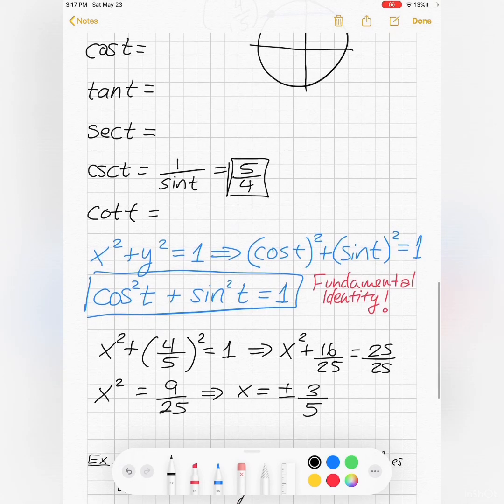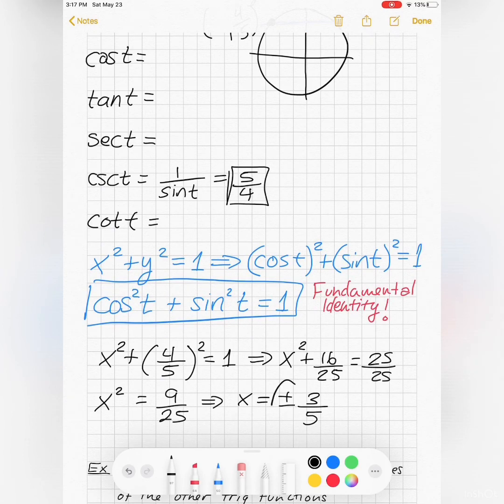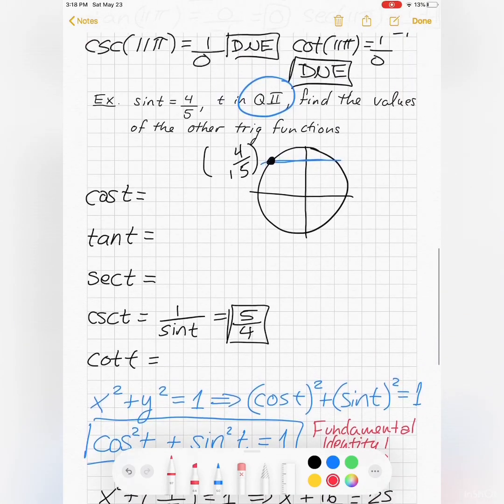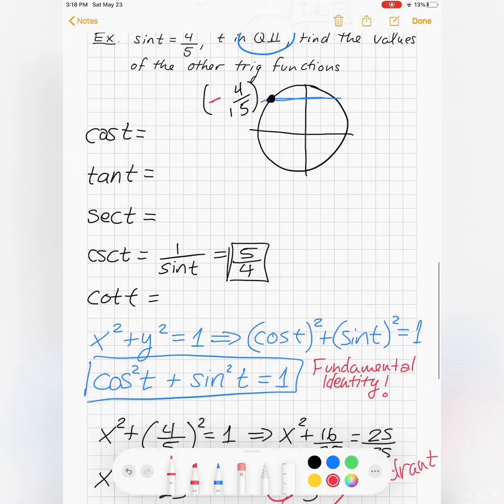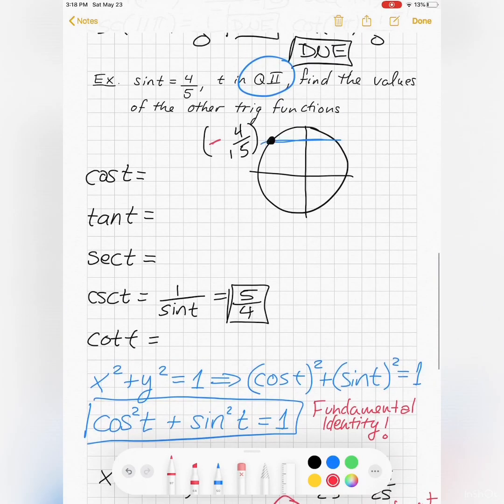Okay, so then I look at my quadrant to determine if x is positive or negative. Remember, that's determined by the quadrant. Okay, so here in quadrant 2, the x is negative. So it's negative 3/5. Okay, now that I have those, I can fill in everything else.